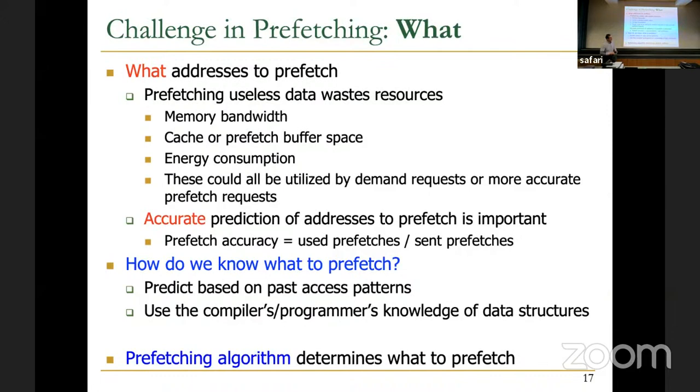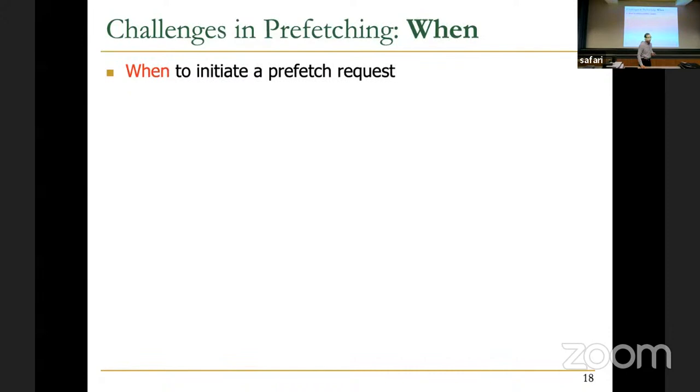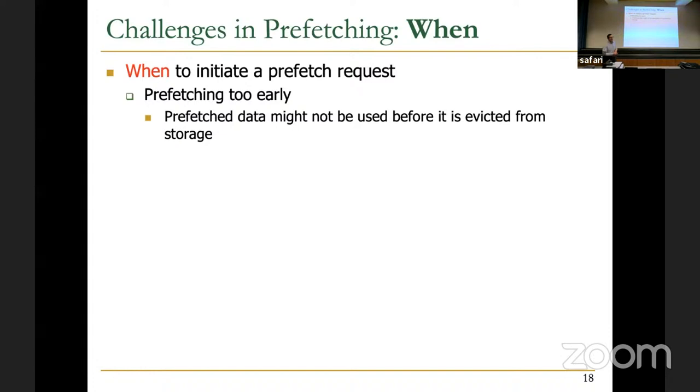And the prefetching algorithm determines what to prefetch, as we discussed. And we're going to see a lot of prefetching algorithms. So if there are questions, please stop me. But these are some basics we're going to go through, and then we're going to cover a lot of, let's say, more interesting things. But it's important to cover the basics because these dictate how you design the prefetchers. So when to initiate a prefetch request? If you prefetch too early, prefetch data may not be used before it's evicted from the storage that it's brought into. So that's not good, clearly, because you wasted it.